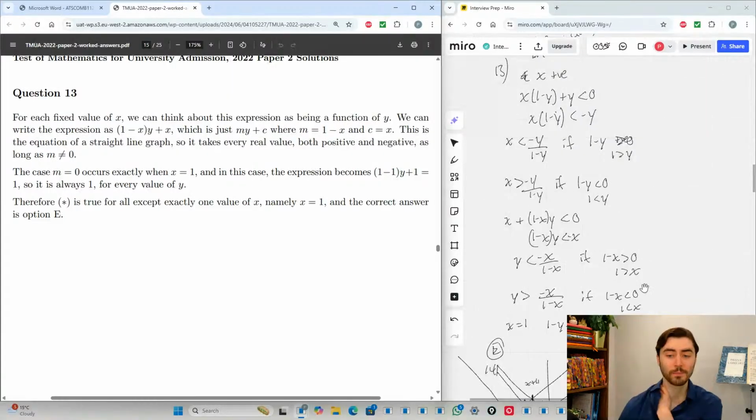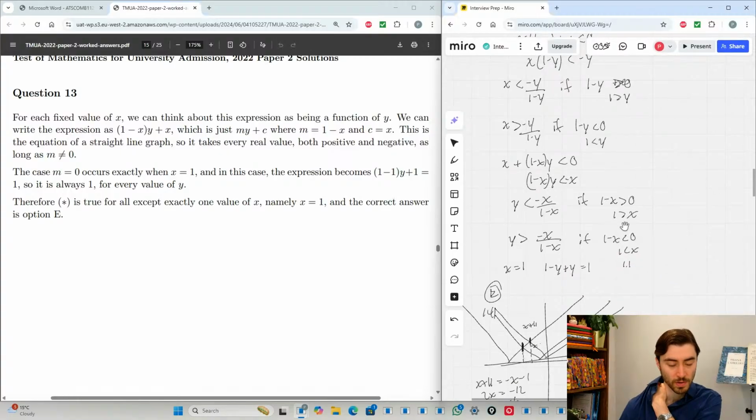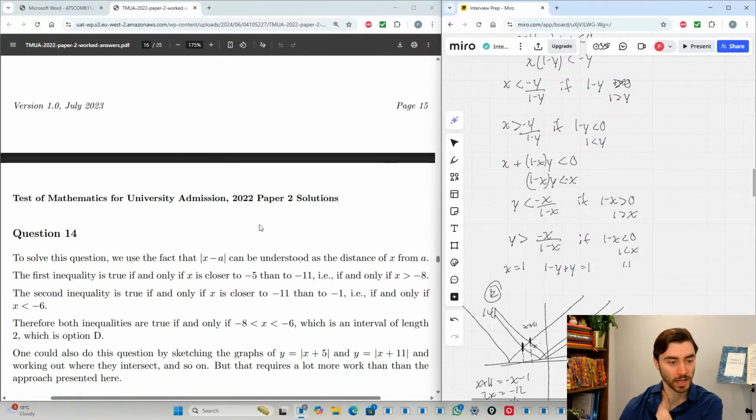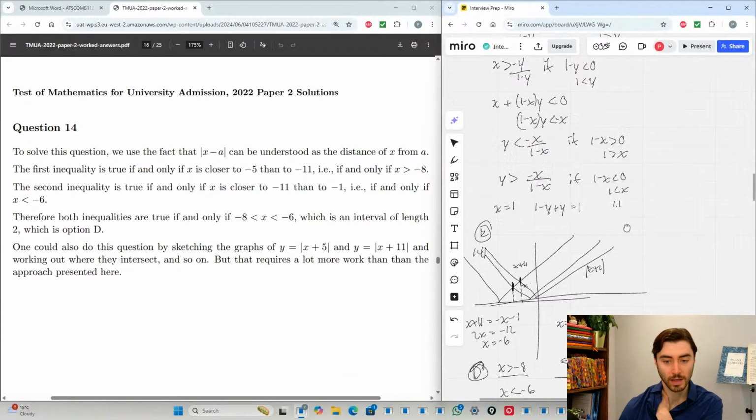I came out, so I did it by considering the inequality. I considered it for x is less than 1. I considered it for x is bigger than 1. And it's true for all of that. The only thing I hadn't considered was x equals 1, and I showed that that didn't work. Great. E, locked it in, got it, nailed it.